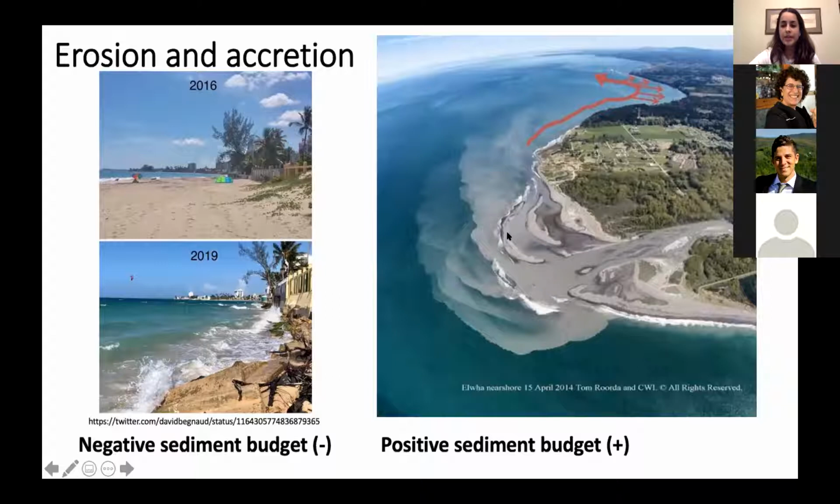And when we have more sand being deposited on the beach than is leaving, then we call this accretion, and this is due to having a positive sedimentary budget, as we can see in the picture here on the right.